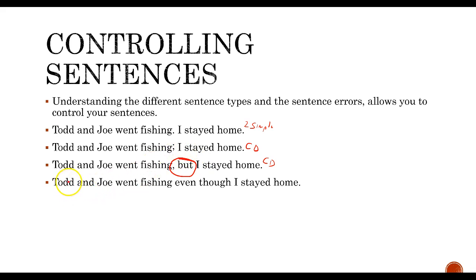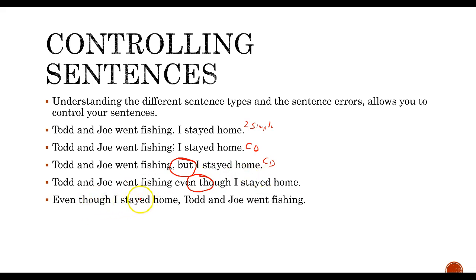We could turn it into a complex sentence. Todd and Joe went fishing even though I stayed home. So we use this subordinating conjunction to turn it into a complex sentence. Todd and Joe went fishing even though I stayed home. Or we could flip it. Even though I stayed home, Todd and Joe went fishing. Right? Just like we talked about, these are both complex. So notice all of the different varieties we have.